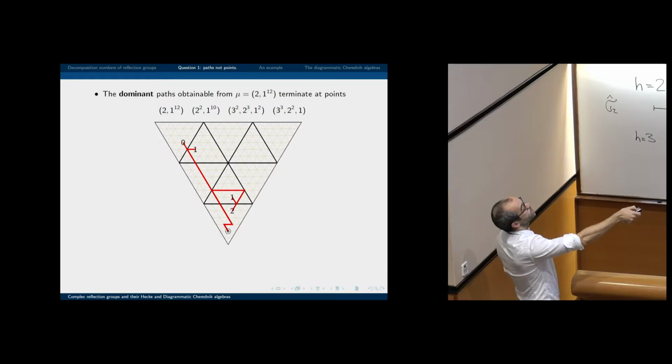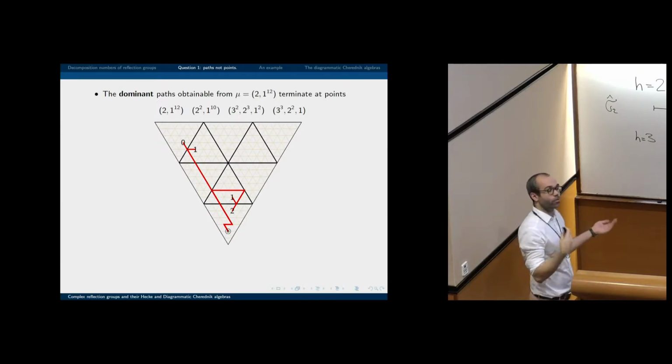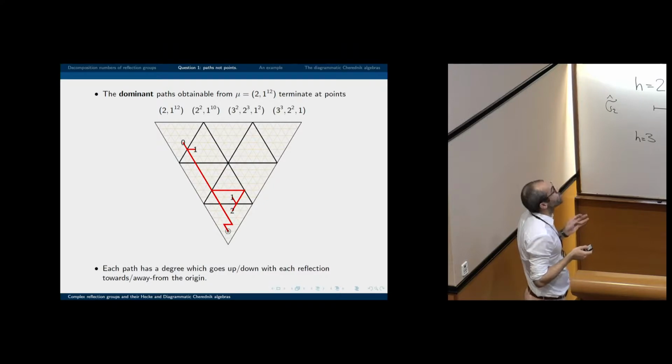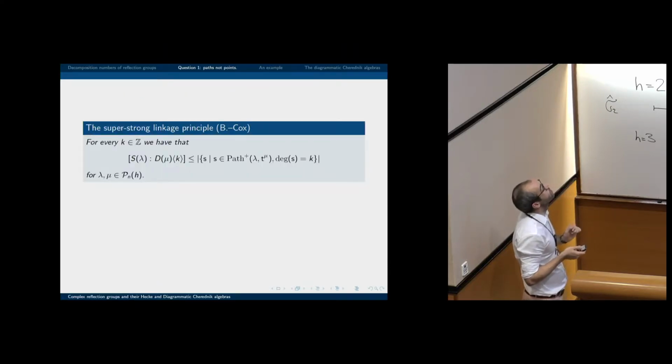But now notice this guy, if I go like this, so now he has degree 2 at this point, but now he bounces away from the origin, so he has degree 1. So bouncing towards the origin increases the degree, bouncing away from the origin decreases the degree. And so each path has a degree which goes up and down with each reflection towards or away from the origin. Great. And so, in fact, the graded decomposition numbers here are bounded above by the degree k paths. Right?